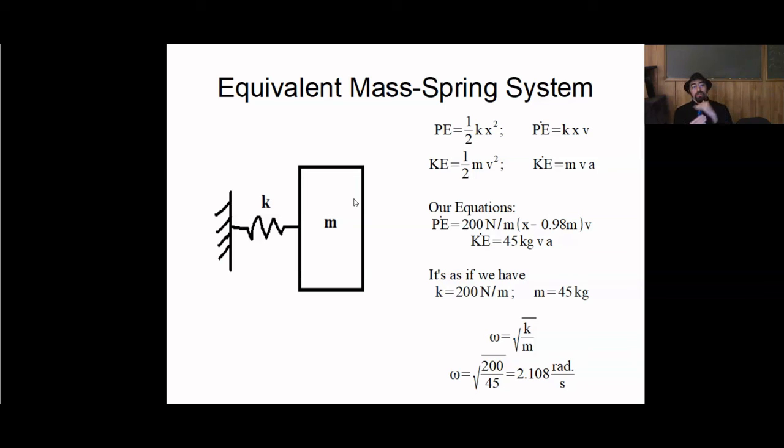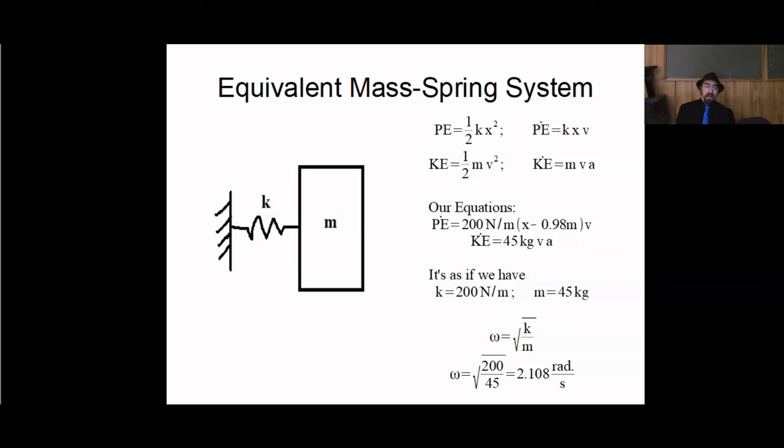If I want to reduce it to an equivalent mass spring system, I find that if I did have a k of 200 newtons per meter and a mass of 45 kilograms, I would have the same potential energy equation and the same kinetic energy equation, up to a shift of 0.98 meters. Right? There's that linear shift. So I change where my equilibrium point is.